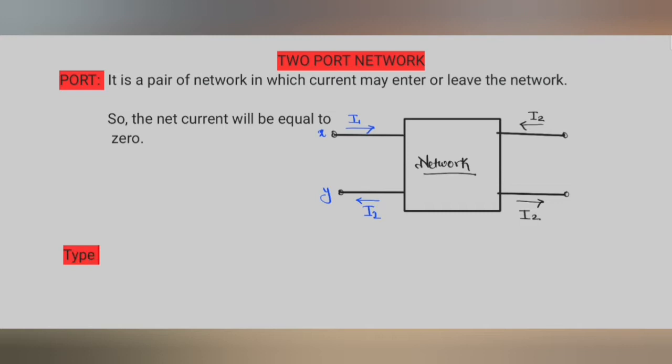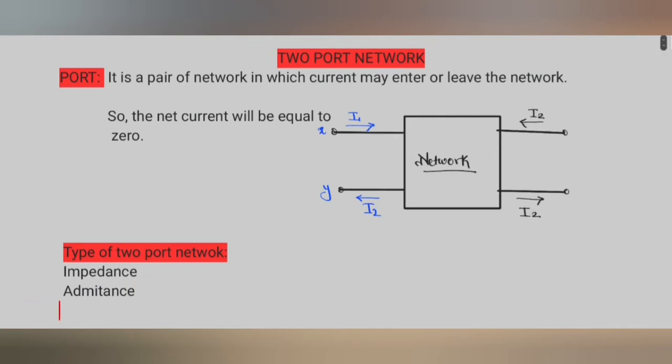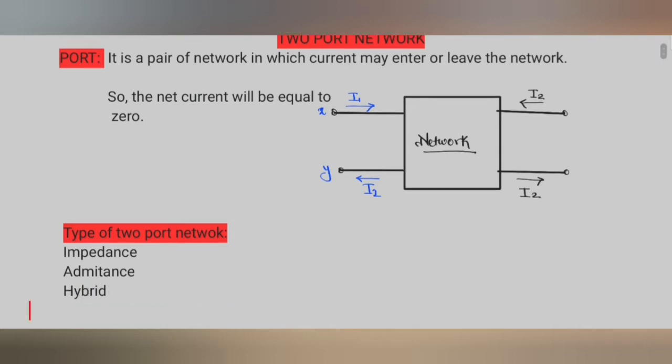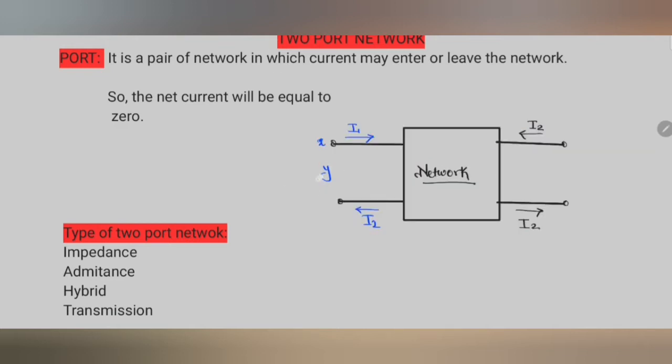So the types of two-port network: there are four major types of two-port network, that are impedance, admittance, hybrid, and transmission. Okay, that is the ABCD parameter which we have seen in power system. So here we will take input voltage as V1 and output voltage as V2.